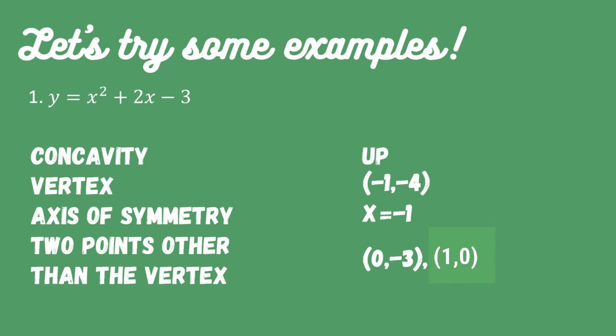For our 2 points other than the vertex, this can be any number. So it's up to you. For me, I use 0 as the value of x, which gave me a y of -3. And I also use 1 as the value of x, which gave me 0 as the value of y. So it's up to you. Kahit anong number yan, basta hindi yung -1 at -4 kasi yun yung vertex.